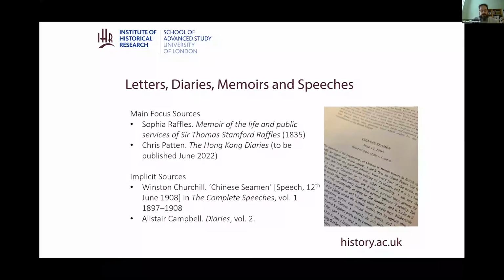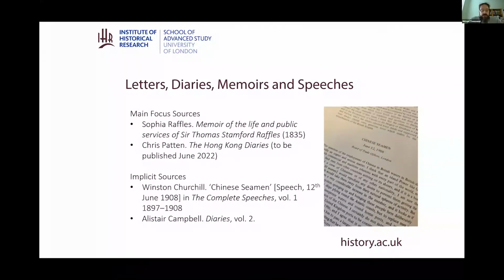One of the collection strengths of the library overall is its holdings of diaries and published letters and papers. Shown here are a couple of what I call main focus sources on the subject of Hong Kong and Singapore history. There are also other sources of this type, however, where although not the main subject of the work as a whole, would still yield useful source material.